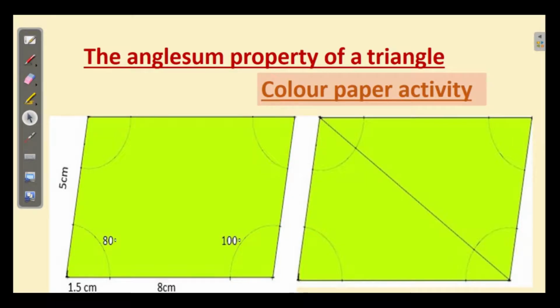Now, the triangle angle sum property. Here also we have to take two parallelograms of the same size. Here it is taken 8 centimeter. Then taking the protractor, an 80 degree angle is drawn here, and here it is taken 100 degrees. Why 100 degrees? This 80 plus 100 is 180 degrees. So, if you are taking 80, take 100. If you are taking 70, you have to take 110 degrees. In that way, you have to draw this angle as 100 degrees.